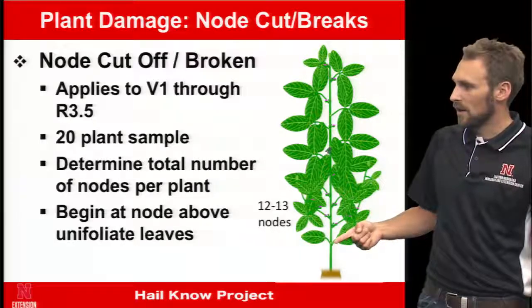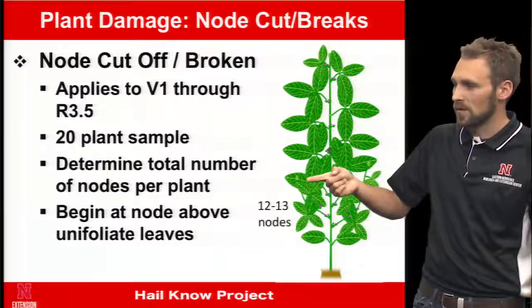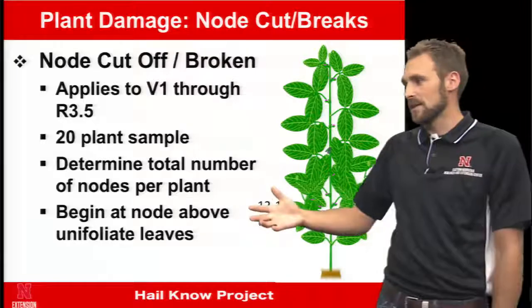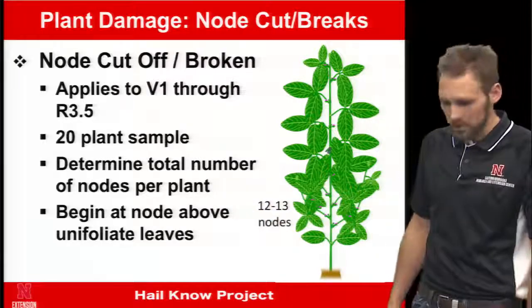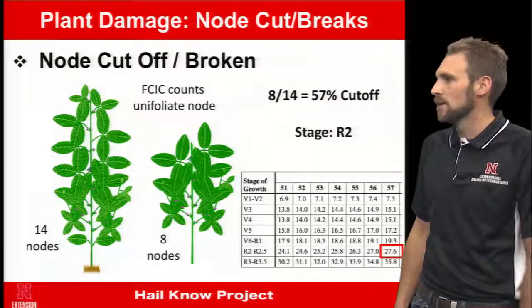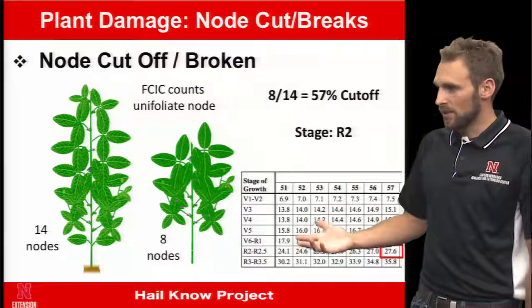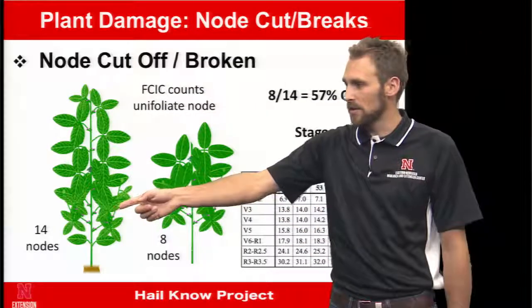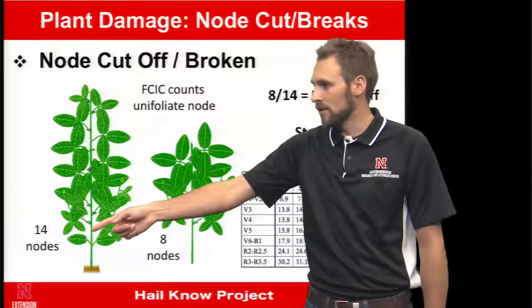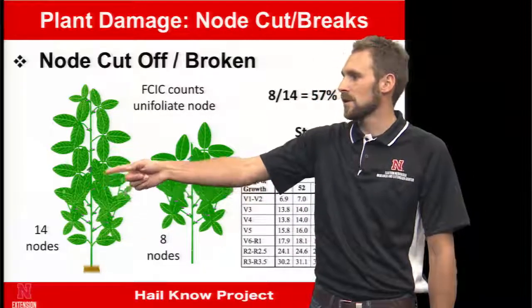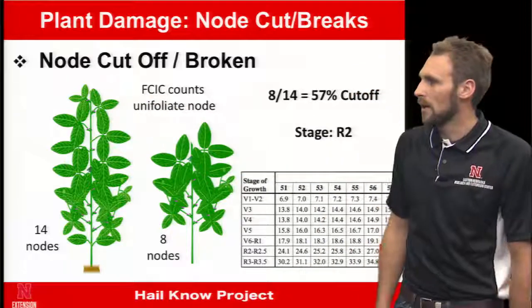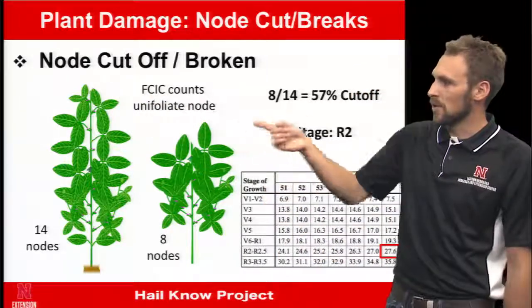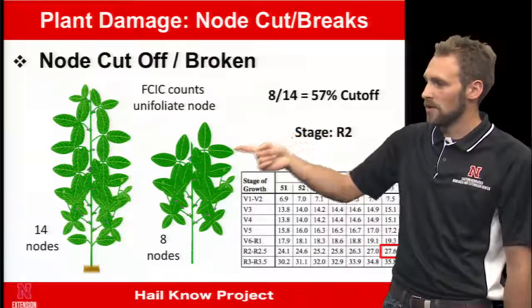So this one, if you count all these nodes on this screen, we have 12 to 13. If you use FCIC, you'd be at 14. So just to clarify how their charts work relative to how we stage. Here's an example. FCIC would say 14 nodes on this plant, so counting from unifoliate 1, 2, 3, 4, 5, 6, 7, 8, 9, 10, 11, 12, 13, 14 to the top. And that's your total here for total number of nodes, and then nodes cut off.